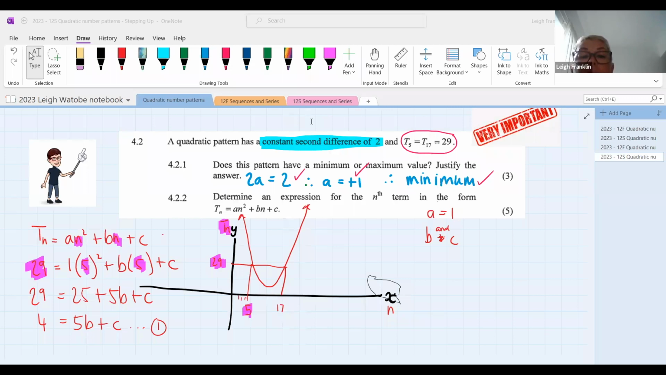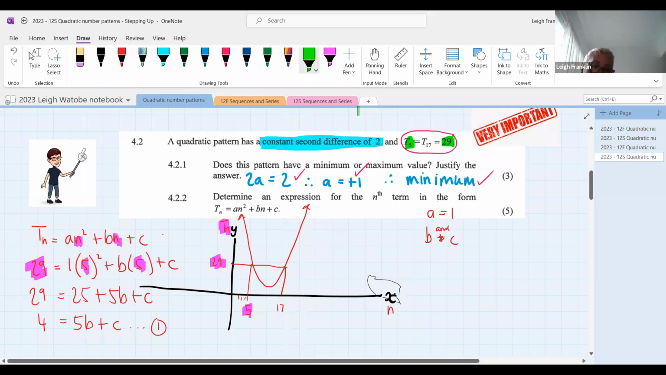Yes, Masejo, remember when n is equal to 5, the fifth term in the pattern is 29. So I'm substituting 5 for n and 29 for Tn, because they told me up here that term 5 is 29. So when 5 goes in, position number 5, 29 comes out. Or in terms of number patterns, the fifth term of the pattern is 29.